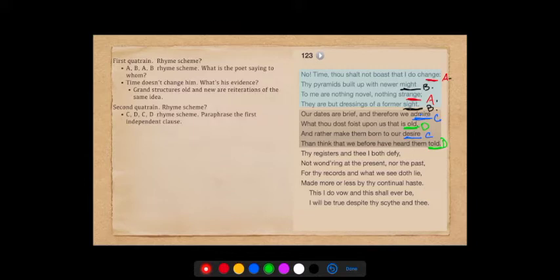All right, paraphrase the first independent clause. What is the first independent clause?